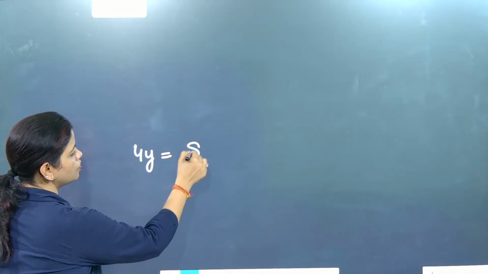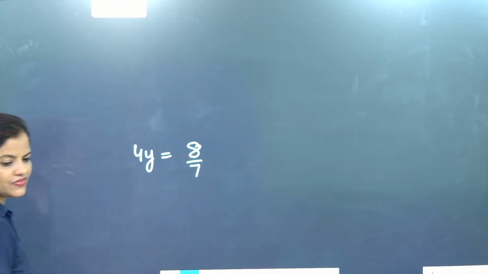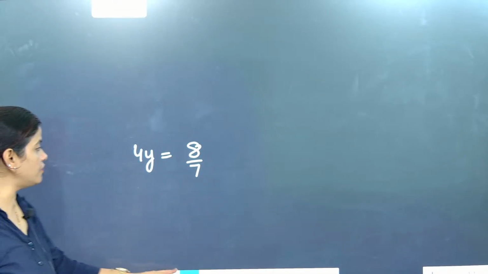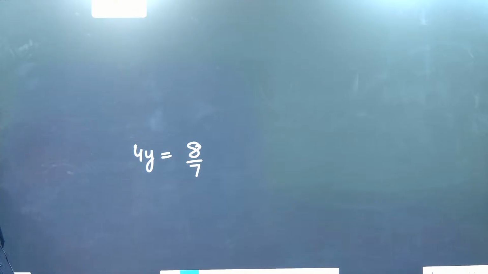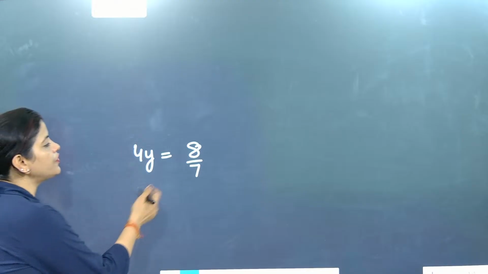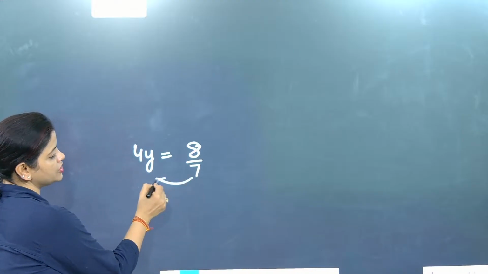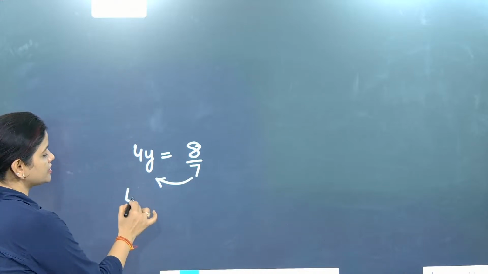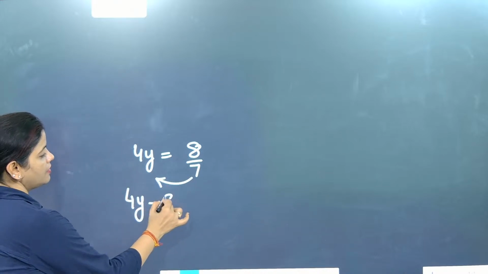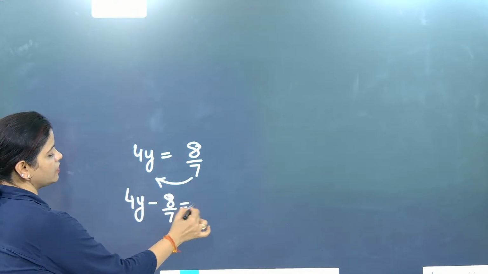4y is equal to 8 by 7. When this question is there, how to convert? A is equal to 0, B is equal to 4, and C is equal to minus 8 by 7. So if we want, we can take LCM also and finish this part. Correct? First, what we will do, we will shift it this side. So what is it coming? 4y minus 8 by 7 equal to 0.